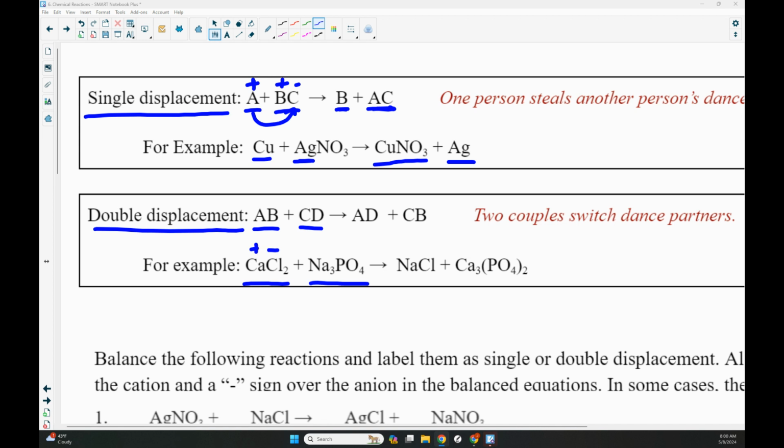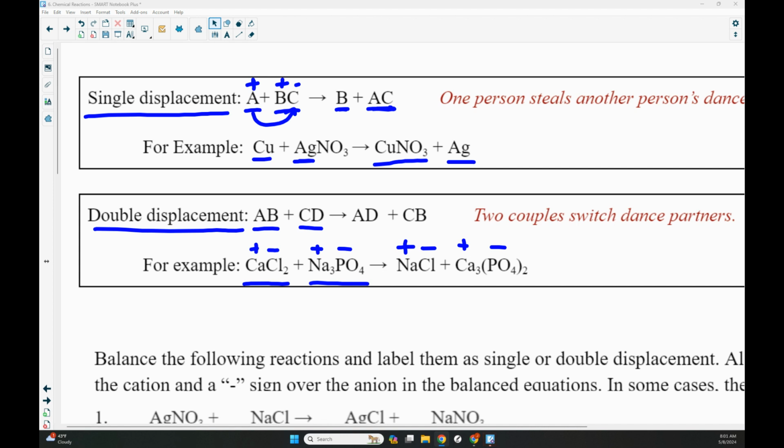Again, it's worth identifying the cations and anions here. Remember that the cation is always listed first in the compound's formula. And we're going to have a switching of dance partners. The important thing to note is you're always going to have a cation with an anion. So over here on the other side, sodium is now going to be with the other anion, chlorine, and calcium is going to be with the other anion, phosphate. So again, we have a switching of dance partners.